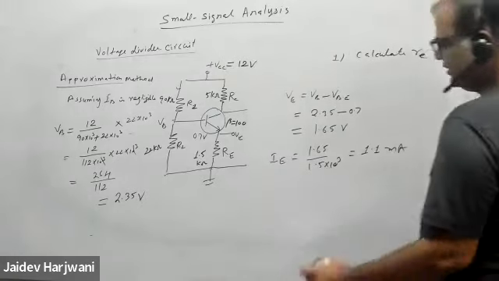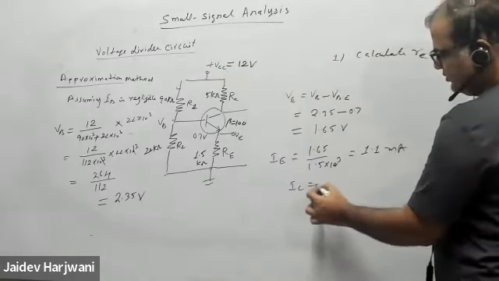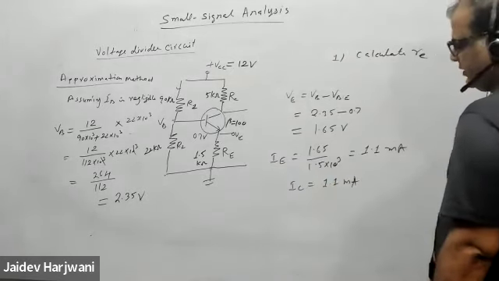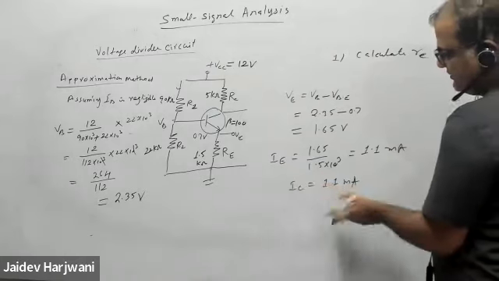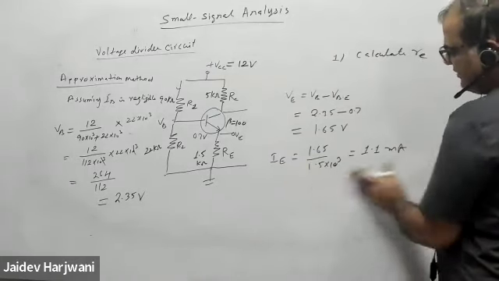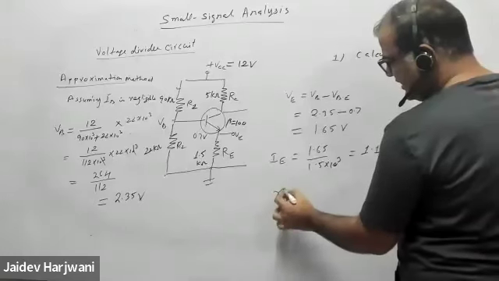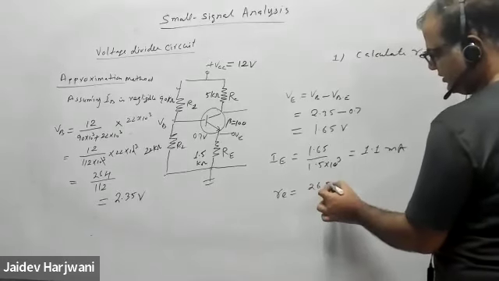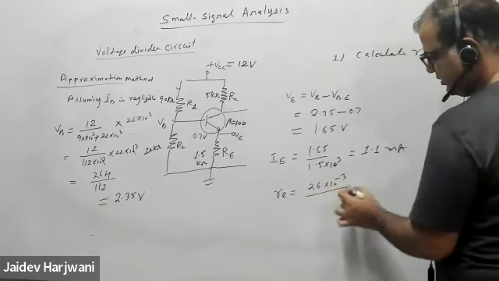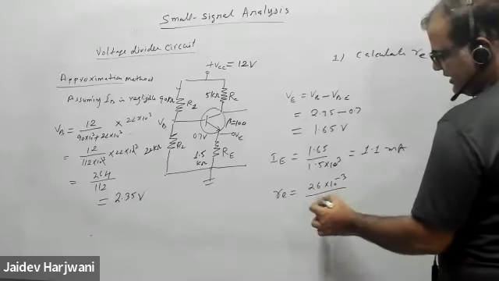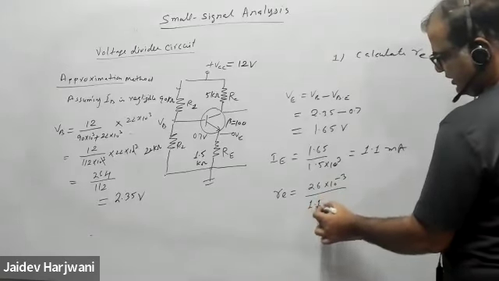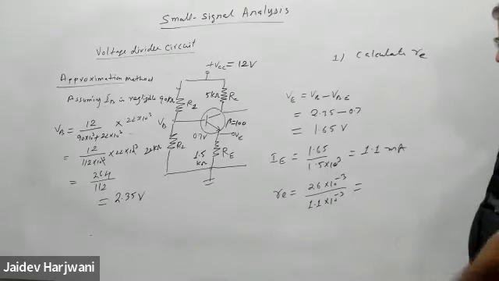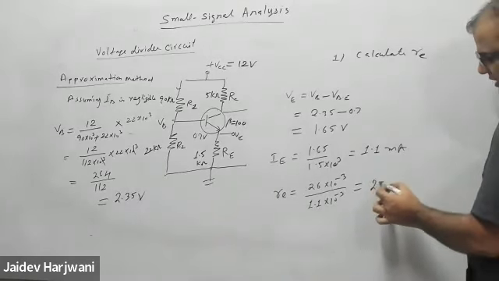Now you have IE. You can say IC is almost equal to 1.1 milliamps. Or you don't need IC. Basically, you need only IE. So now you want to calculate re. So re is what? 26 millivolt upon IE. IE is your 1.1 milliamps. How much is this coming? About 25 ohm. Tell me approximately.